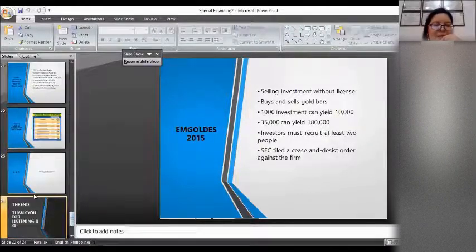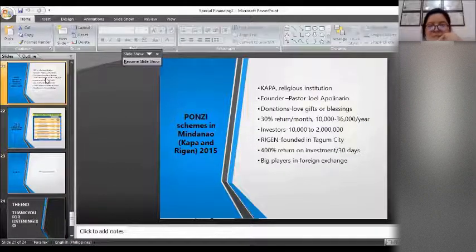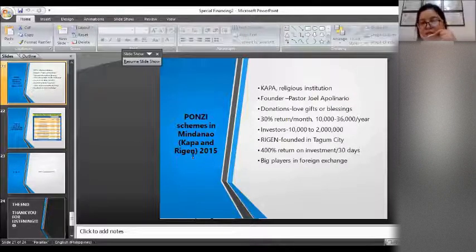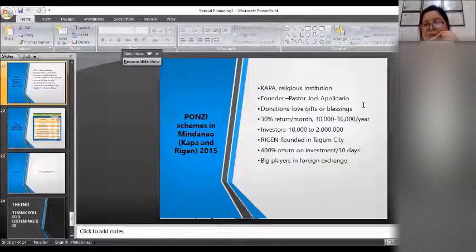And the next is Ponzi. Ponzi is the latest. It is a kappa religious institution, di ba? Narinig natin yan sa news. The founder is Pastor Joel Apolinario. The members will give donations. And the interest that they can receive, they call it gift or blessings. According to them, the offer is 30% return per month. So if you have 10,000, that will be 36,000 in a year. Investors invest a minimum of 10,000 and up to 2 million. So there are Filipinos who invested more than 10,000, kasi hanggang 2 million ang ceiling nila.